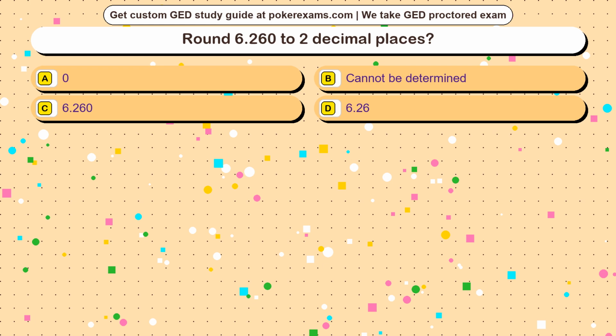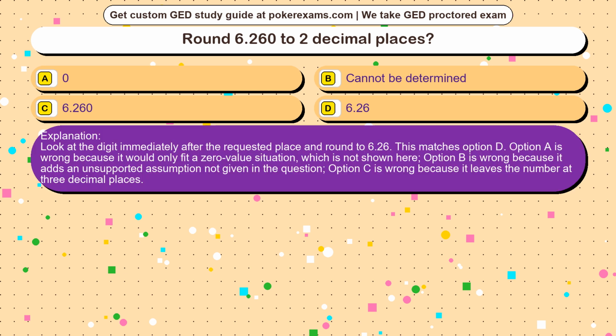The correct answer is option. Look at the digit immediately after the requested place and round to 6.26. This matches option D. Option A is wrong because it would only fit a zero value situation, which is not shown here. Option B is wrong because it adds an unsupported assumption not given in the question. Option C is wrong because it leaves the number at 3 decimal places.